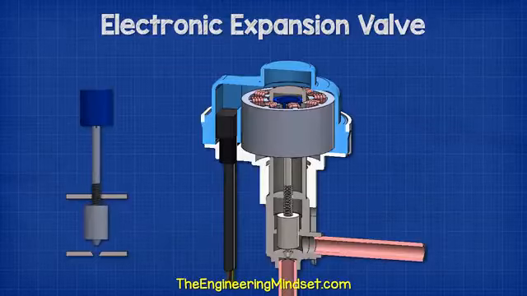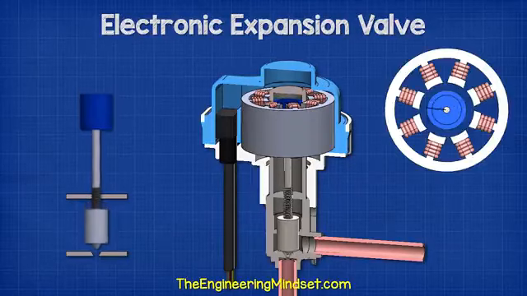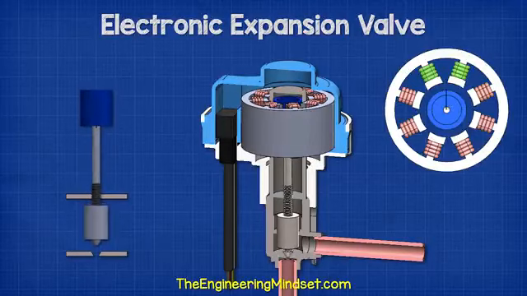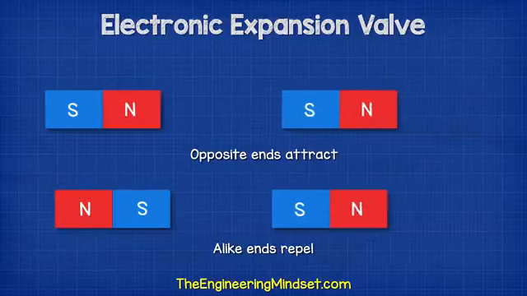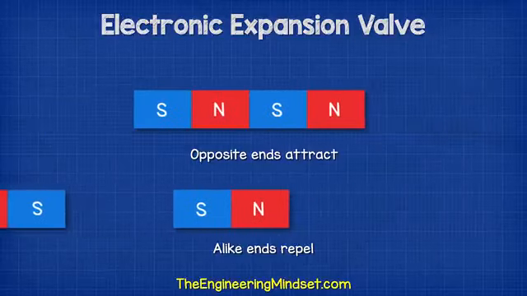The valve opens and closes to regulate the flow of refrigerant. The controller sends pulses to the stator, which is essentially just a stepper motor. These pulses energize the different coils, which create small magnetic fields. We know that magnets interact. The alike ends will repel, while the opposite ends are attracted to each other.